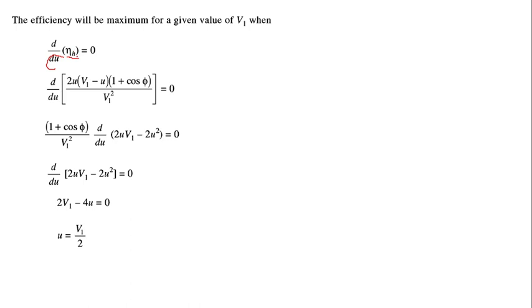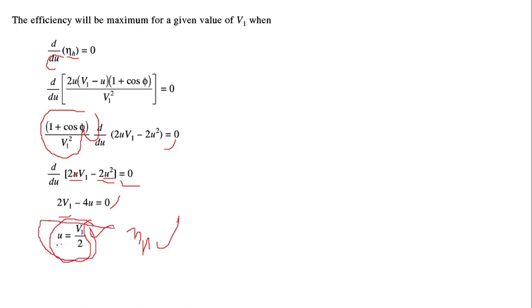So d by dU of the hydraulic efficiency: 2U (V1 minus U)(1 plus cos phi) by V1 square, where the other terms are constant. Differentiating 2U V1 minus 2U square gives 2V1 minus 4U equal to 0, which gives the condition U is equal to V1 by 2. So the hydraulic efficiency is maximum at U is equal to V1 by 2, where U is the velocity of the vane and V1 is the velocity of the jet. In this condition we get the maximum hydraulic efficiency.